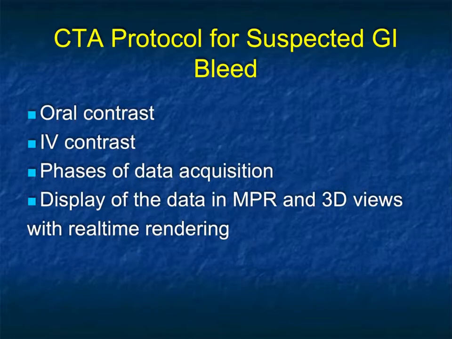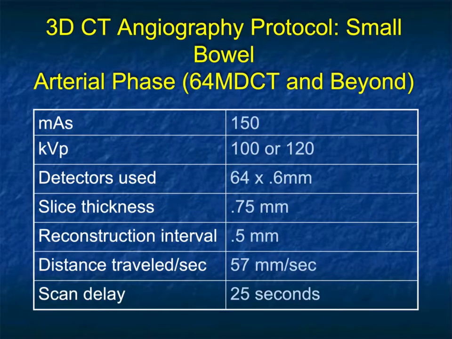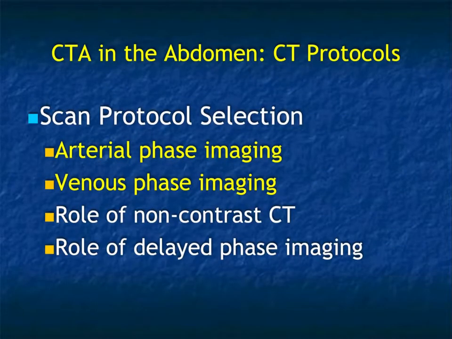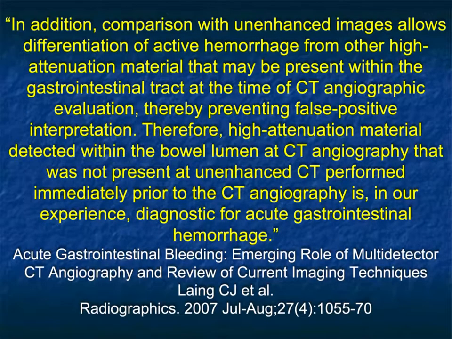So 2 phases is enough. And again, the importance of using multiplanar, particularly coronal, but also sagittal to look at the origin of the celiac and the SMA. And then 3D rendering can also prove very valuable. I want thin section CT, 0.75 millimeters, reconstructed every 5 millimeters is how I would like things. And again, besides no need for non-contrast, there really is no role for delayed phase imaging.